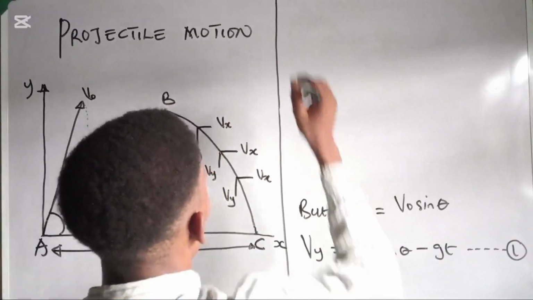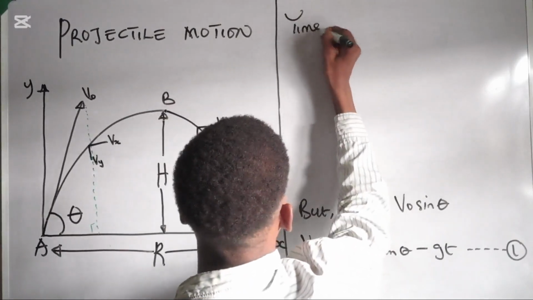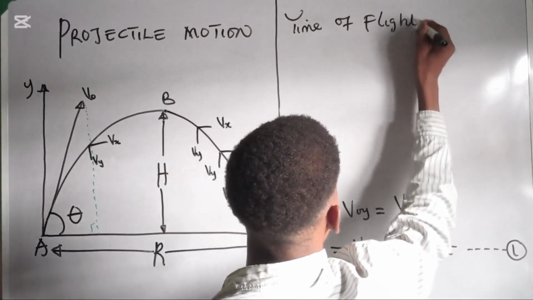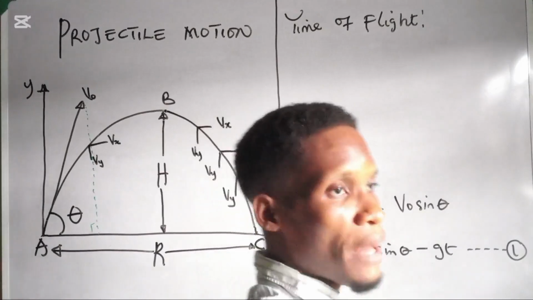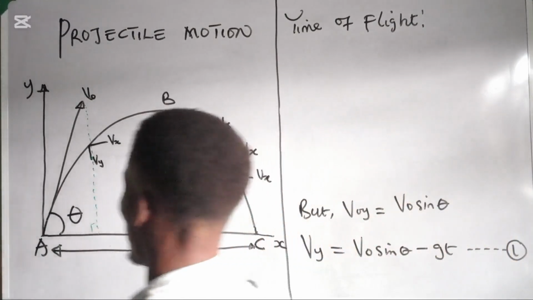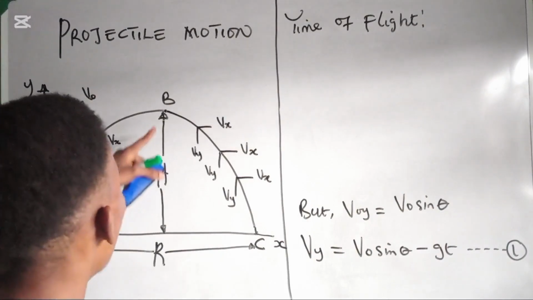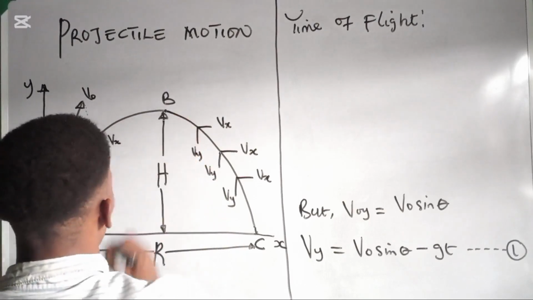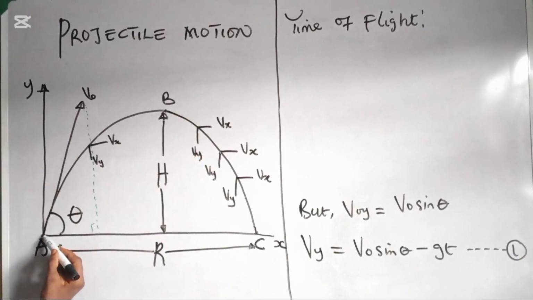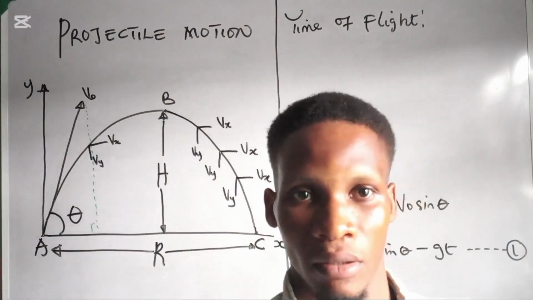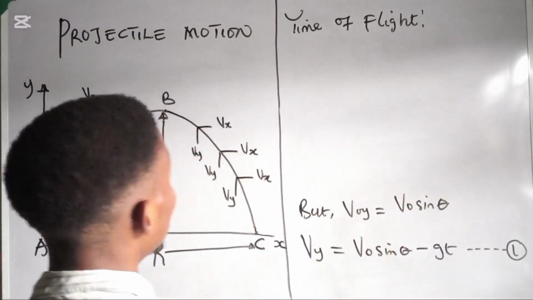So, time of flight. The time of flight, we say, is the time that it took the body being projected to reach a maximum height, which is this particular point here, B. The time it took from point A to move to point B is what we call time of flight. All right, so how do you get this time of flight?